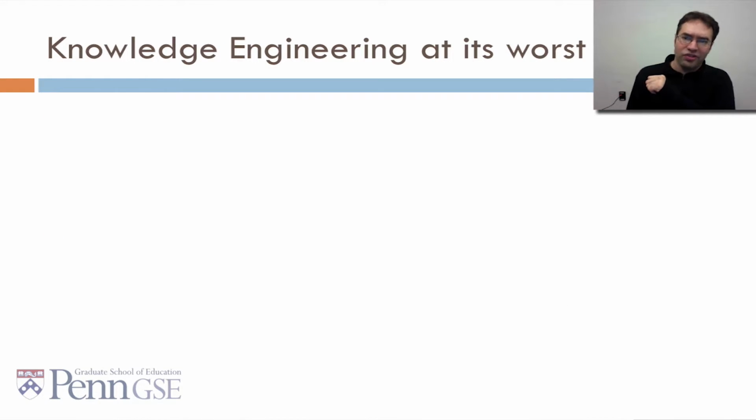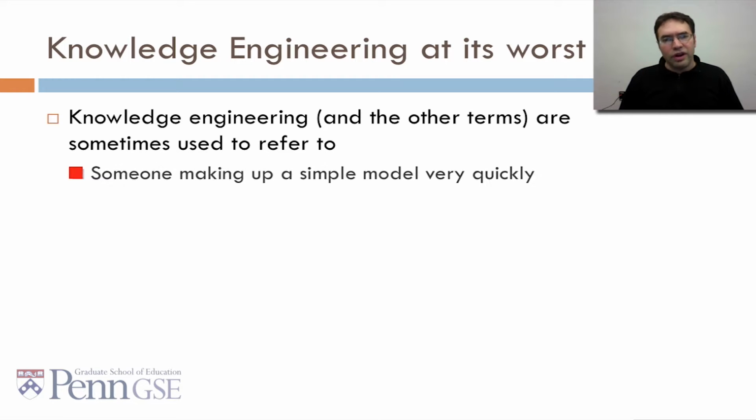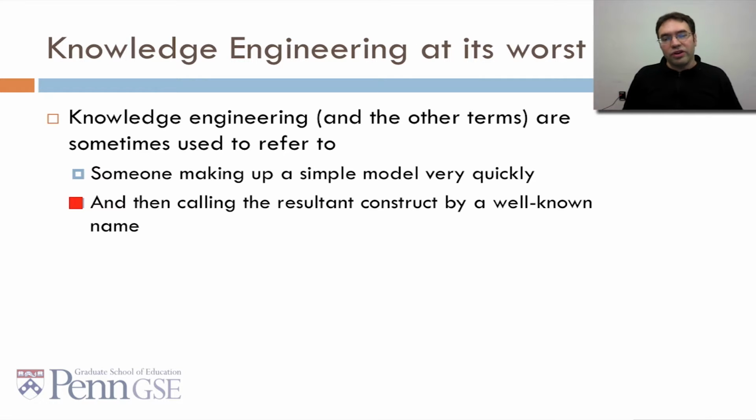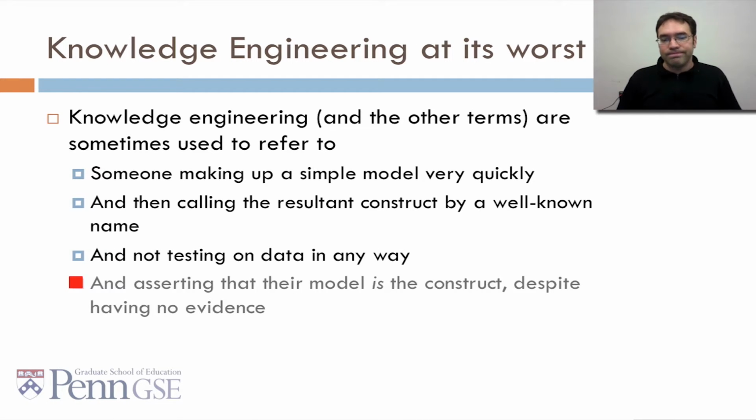Now let's talk about knowledge engineering at its worst. Knowledge engineering and rational modeling and cognitive modeling are sometimes used to refer to something different than this deep, reflective, high-quality, data-driven process. Instead, they're sometimes used to refer to making up a simple model very quickly, and then calling the resultant construct by a well-known name, and not testing on data in any way, and asserting that their model is the construct despite having no real evidence for that.